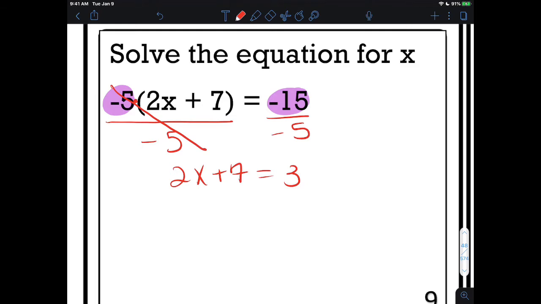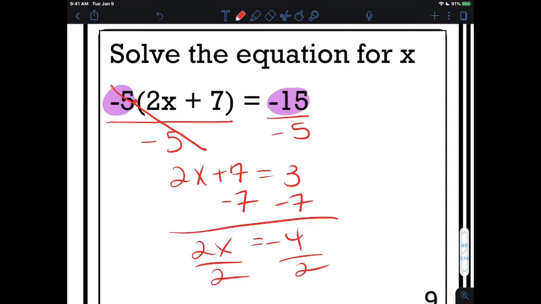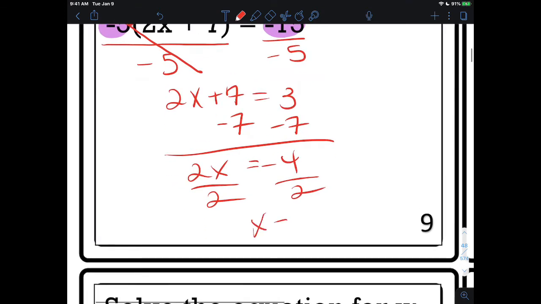So remember what I said. So many different ways to do math. There's not always just one way. Some ways are easier, some ways are less time-consuming, but there's a lot of different ways to do it. So let's move our 7. Exciting move, great divide. X is equal to negative 2.